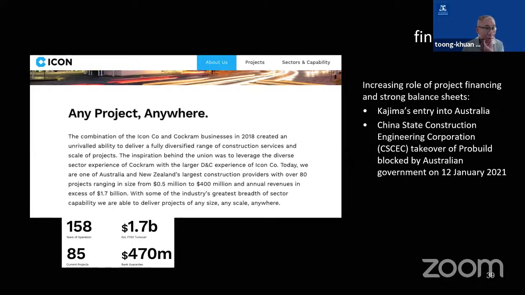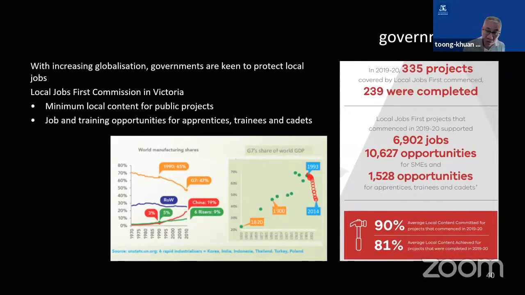Another point I want to talk about is globalization. As I've mentioned to you previously, the proportion of manufacturing by the large economies has dropped. The proportion of manufacturing by China has gone up. So we in Australia are losing a lot of our manufacturing sectors. And the government is now putting in what we call the Local Jobs First policy, or it's an act of parliament, the Local Jobs First Act.